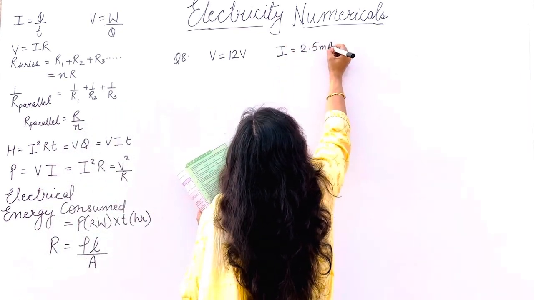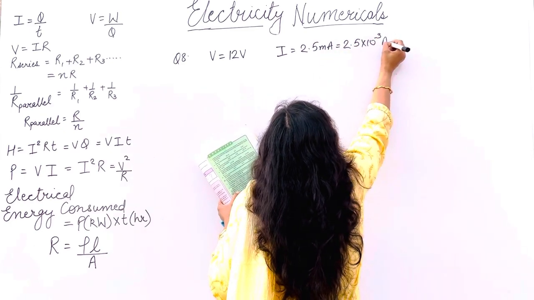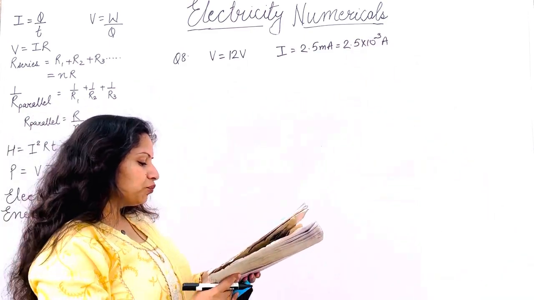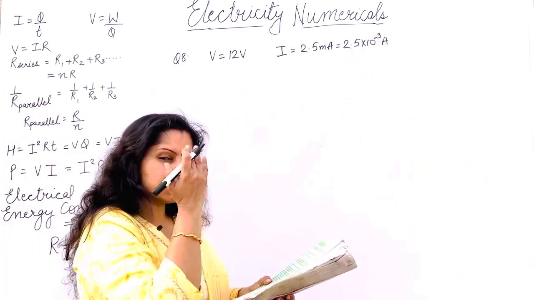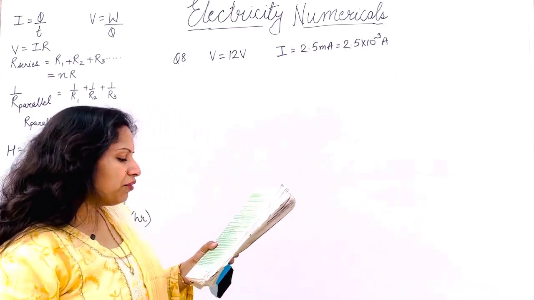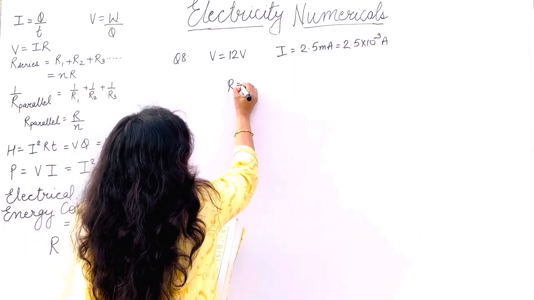2.5 milliampere is equal to 2.5 into 10 to the power minus 3 ampere. As we convert millimeter into meters, the same way we can convert milliampere into amperes. You have to find out the value of resistance of this resistor. It's very easy. R, you have to find out.